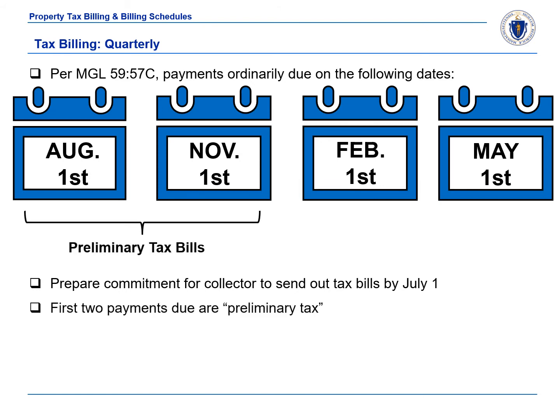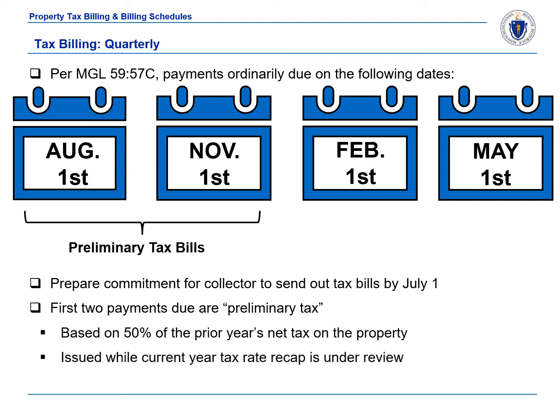The first two payments in a quarterly tax billing system are referred to as a preliminary tax. These are taxes based on 50% of the prior year's net tax on the property. The preliminary tax figures are used while the current year's tax rate recap is under review.